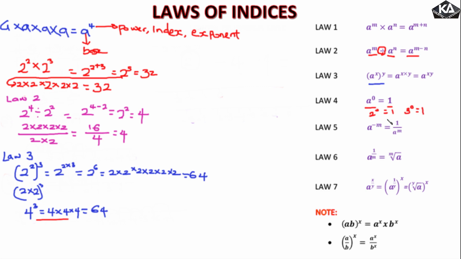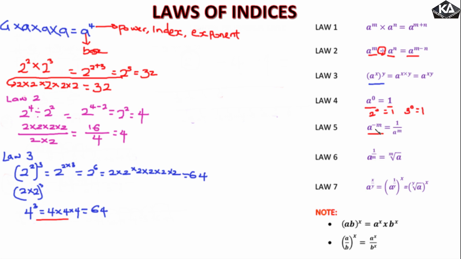Now, let's go to law 5. Law 5 says a raised to power minus m. That is the law of negative index. Now, it says a raised to power minus m is equal to 1 over a raised to power m. When you have any number raised to a negative index, what will happen? The negative here stands for inverse, or I can say division. Now, because of the negative here, your a raised to power minus m becomes 1 over a raised to power m.